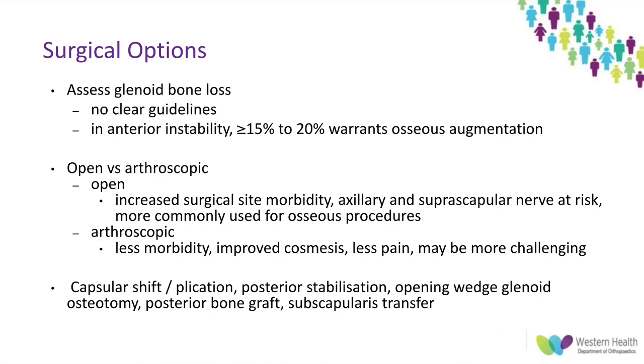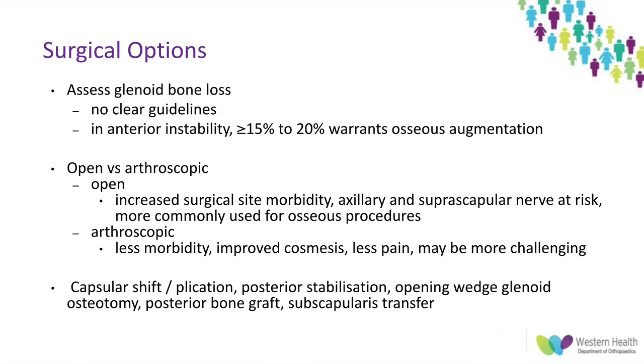There are a number of different surgical procedures that you can do. When making a decision, it's important to assess the glenoid bone loss. Again, there's no clear recommendations about what degree of bone loss warrants osseous augmentation. If we extrapolate from the literature on anterior instability, it's possible that more than 15 to 20% warrants osseous augmentation.